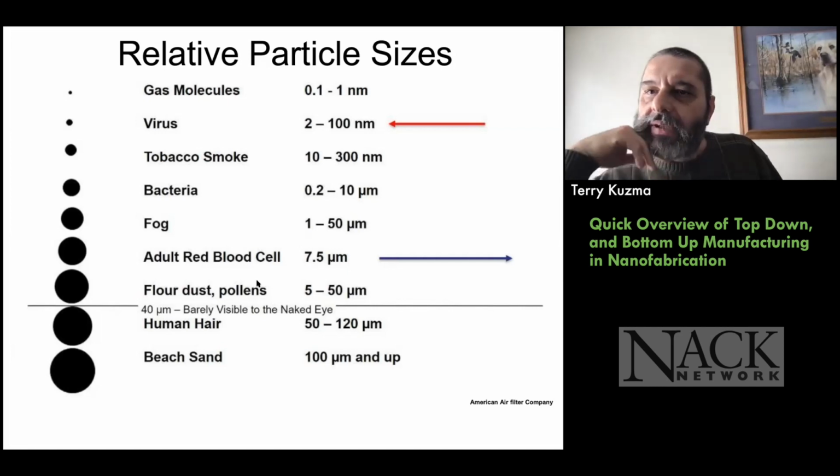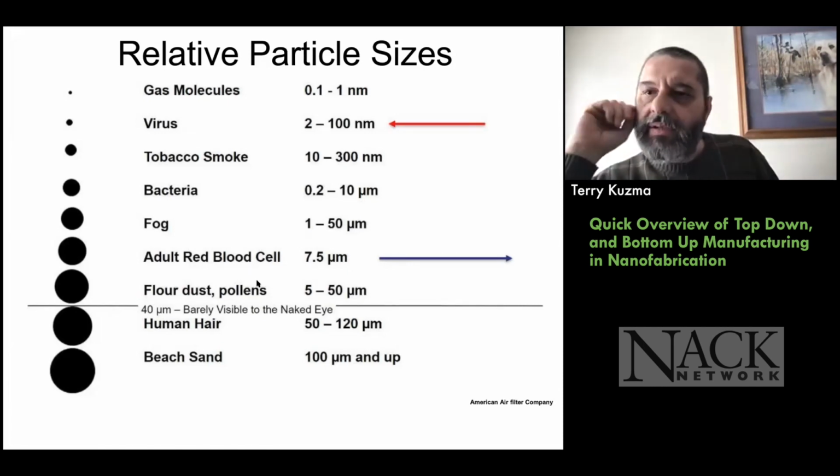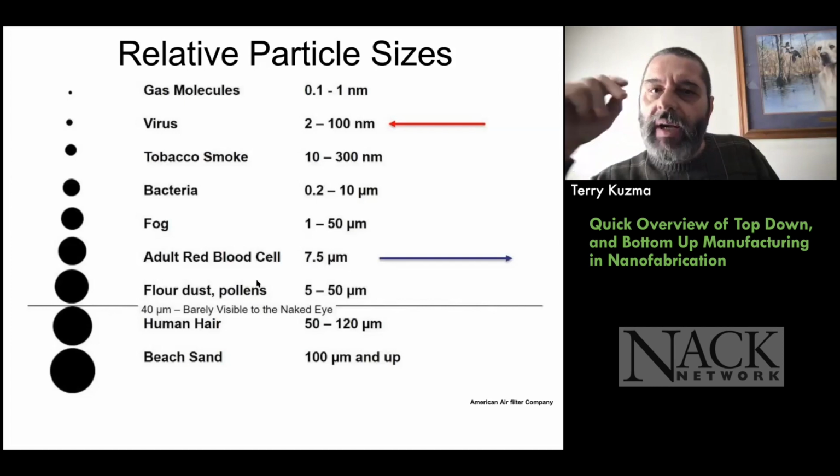So something like 60, 80 nanometers for a virus, that's the size of the COVID virus, and it's the size of the drug we're going to talk about today. And it's the size of actually the gate of the transistor. So everybody's in that world. So we're beyond that.